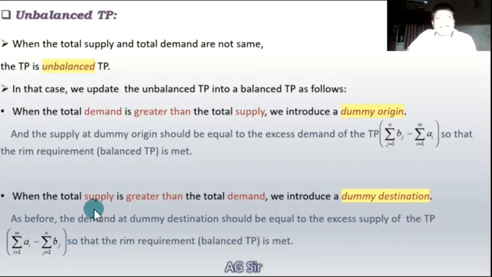No problem. Suppose you consider that the total supply is 300 units and the total demand is 250 units. So total supply 300 is not equal to total demand of 250. So the transportation problem is unbalanced. What do you do? You introduce a dummy destination. What is the demand of the destination? The demand is clearly 300 minus 250, that is 50 units of demand assigned to your dummy destination.